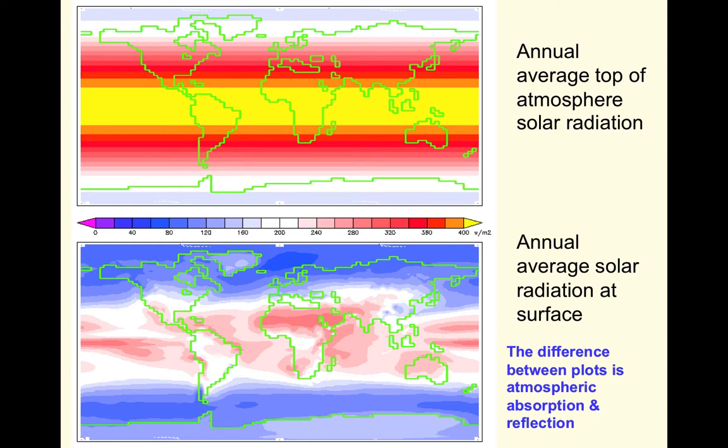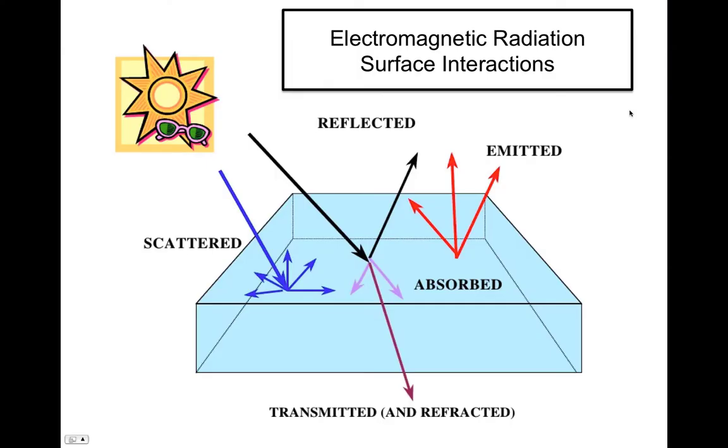The difference between these plots is atmospheric absorption and reflection again. In other words, clouds or gases that don't let the solar radiation transmit to the surface in the lower graph. There are a variety of interactions that can happen with light and the surface or with clouds or gases in the atmosphere. The first I'll point out is scattering.